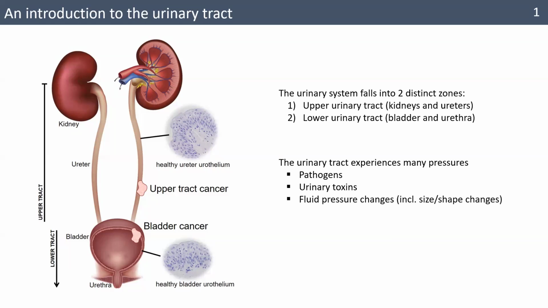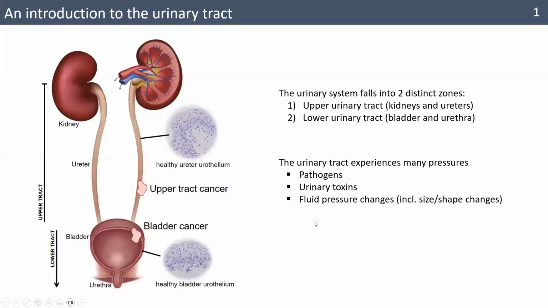So this system obviously has a lot of work to do. It helps to protect our bodies against pathogens. It has to handle all the toxins that the kidneys have filtered out of our blood and into the urine. And then during the course of making the urine, moving the urine, and storing the urine, it has to accommodate a lot of changes in pressure and size and shape.